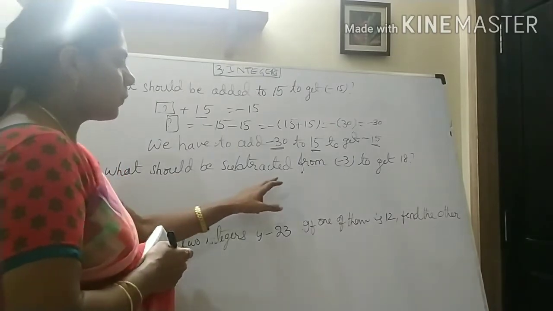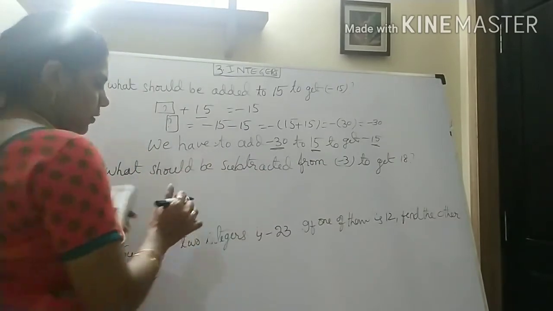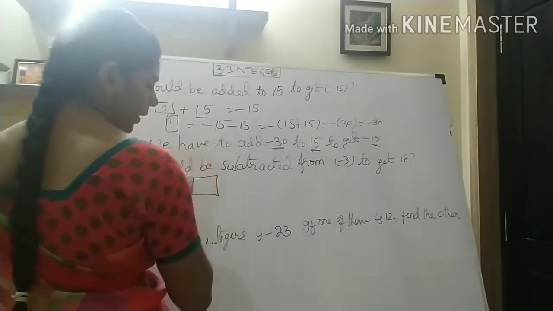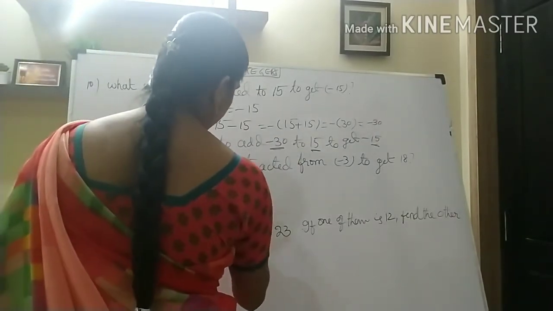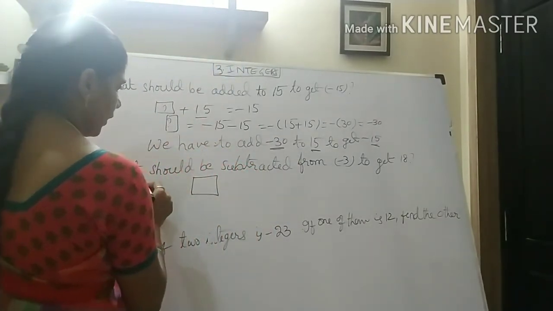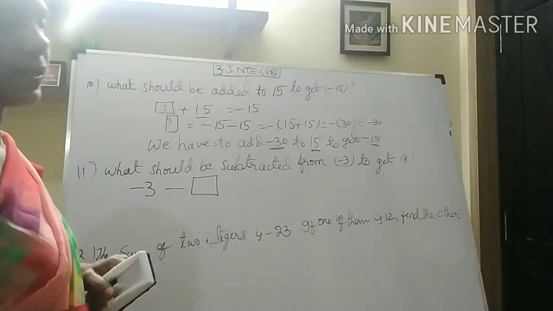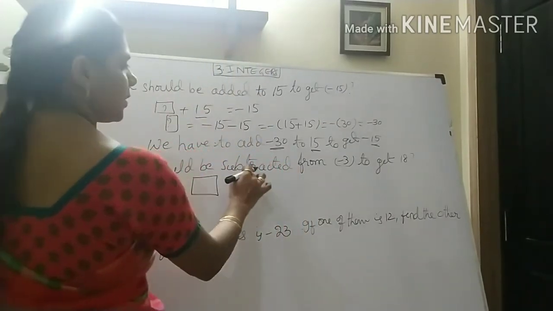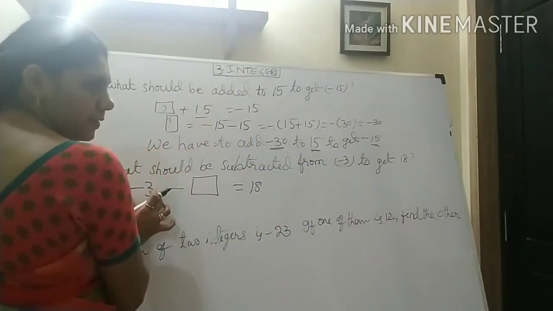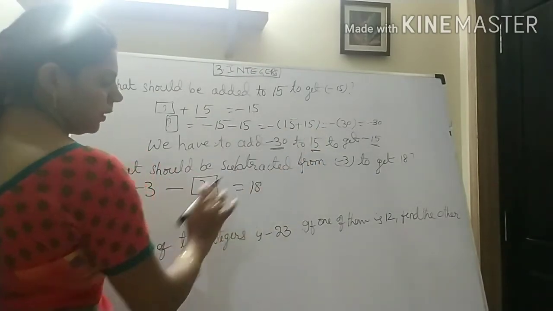What should be subtracted from minus 3 to get 18? So we don't know what we have to subtract here. From which number we are subtracting here? Minus 3. That number I am writing, minus 3. From minus 3 we have to subtract some number to get 18.